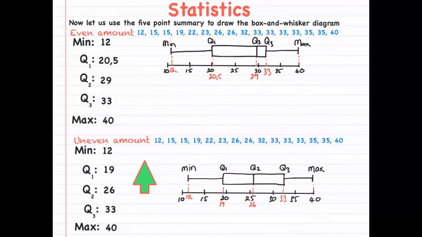We will also continue to look at the spread of data in a later lesson, but now at least you know how to calculate the 5-point summary and how to draw the box and whisker for an even amount of data as well as for an uneven amount. Okay, so keep practicing and hope to see you again soon.